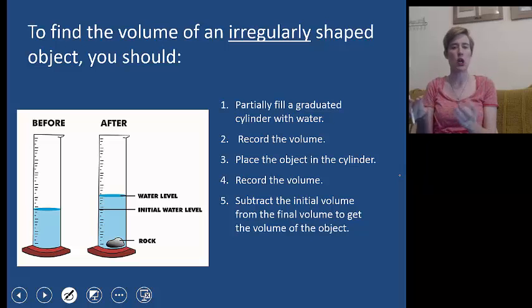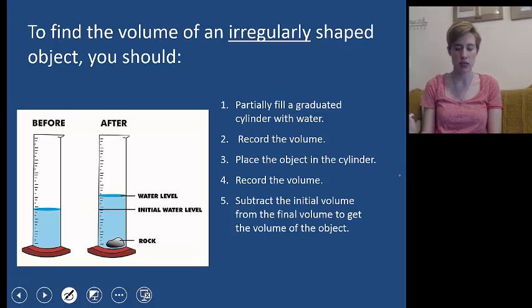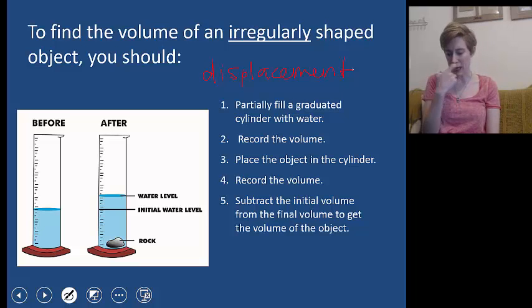Like a rock or a marble or something that doesn't have sides. We can do that through something called water displacement. You'll want to write that down. Water, which I'm sure you can spell, and then displacement, water displacement. That is a way of moving water to tell how much volume an object has.